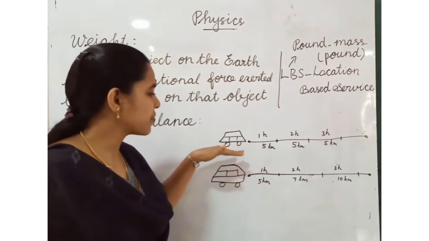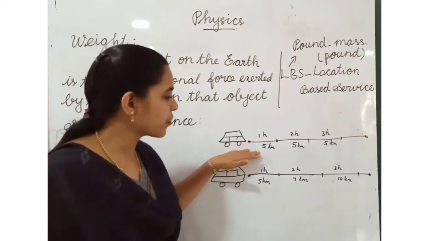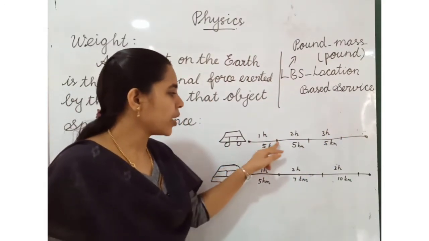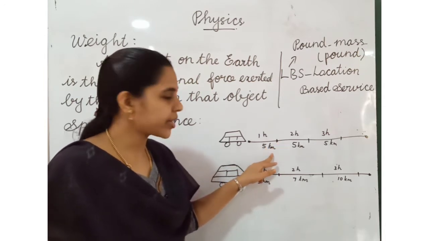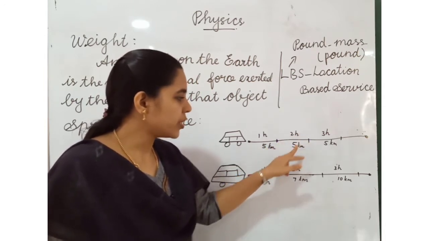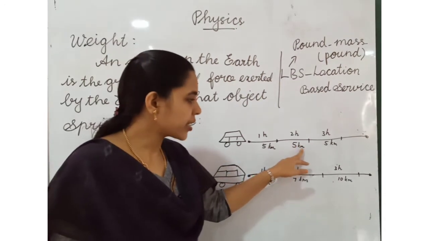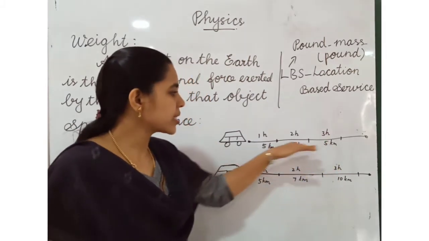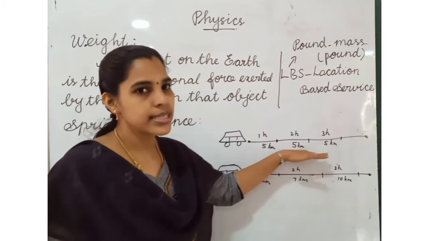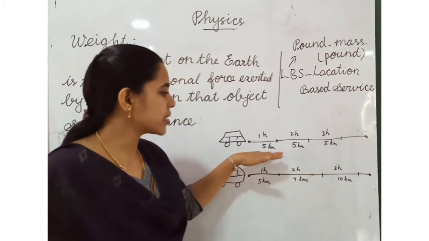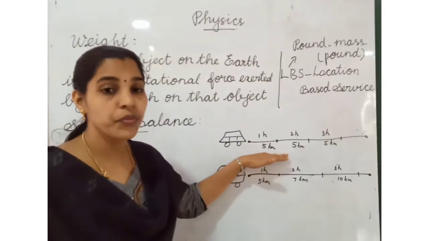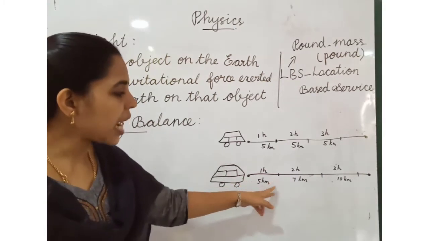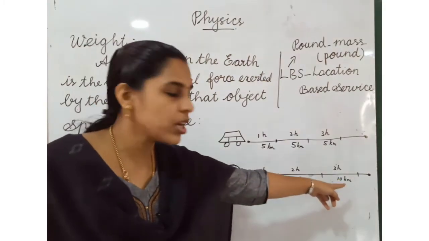For example, this vehicle is moving from this point to this point. How will it move? Within 1 hour, it will move 5 kilometers, and after 2 hours, it will move 5 kilometers. Again, in the next 3 hours, it will move 5 kilometers. So this is the same distance, and it takes the same interval of time. Okay, this is uniform motion. Next, non-uniform motion means your body covers unequal distances in equal intervals of time.